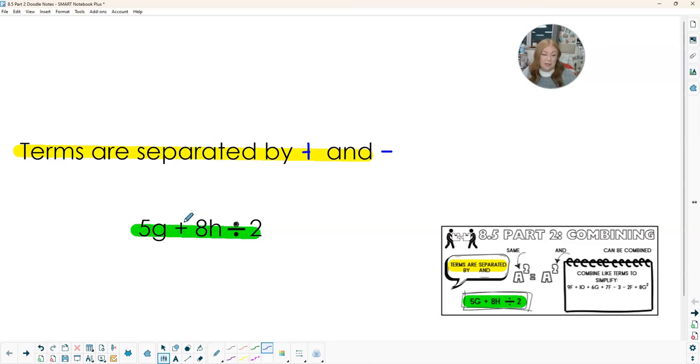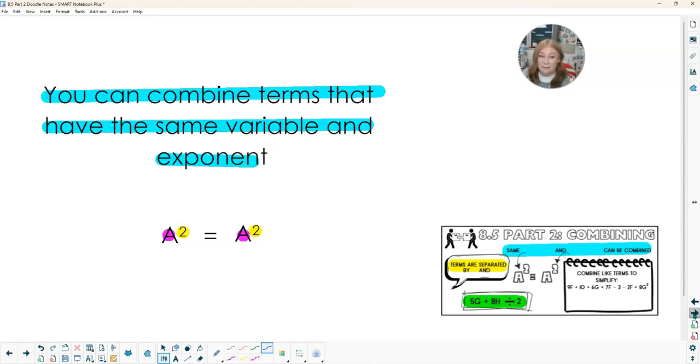Terms are separated by adding and subtracting. So in this example, I can see an addition sign, and that's the only one. So this 5g is a term, 5 times g is a term. And then 8 h's divided by 2 is a term. We can only move our addition, and then we can subtract like things as well. If they are times and divided, we can't just put those together in that way. So let's take a look at what we're looking at here.